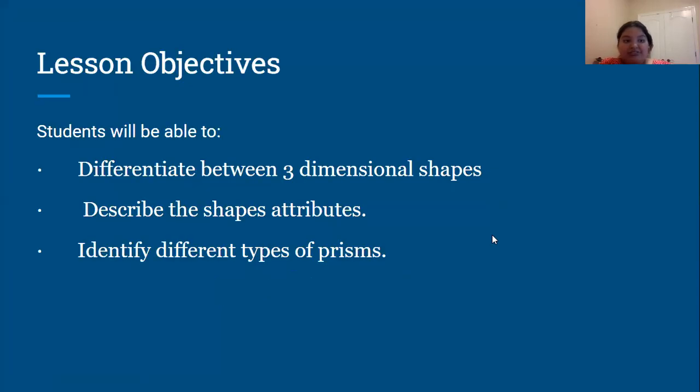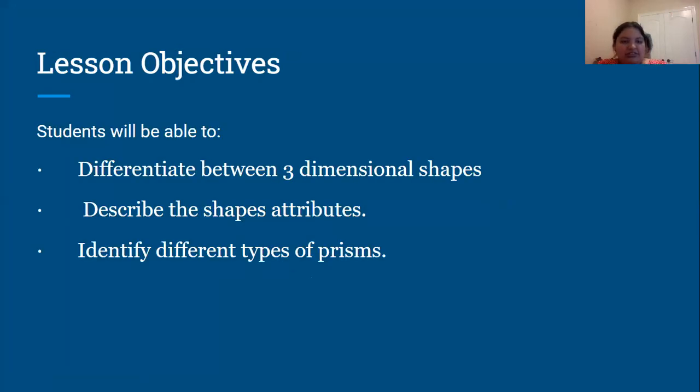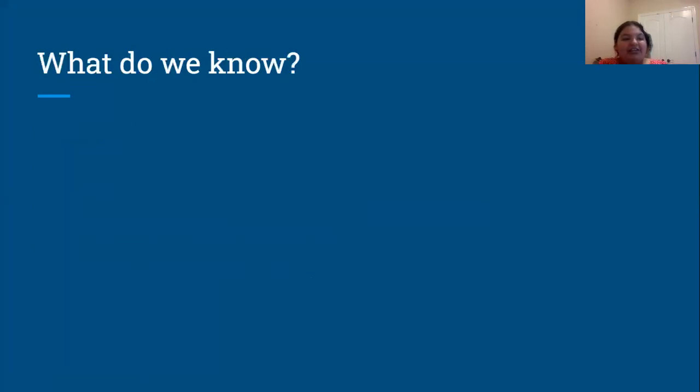So the lesson objective: students will be able to differentiate between three-dimensional shapes, describe the shape's attributes, and identify three types of prisms. Identify different types of prisms. Sorry about that. So what do we know already?